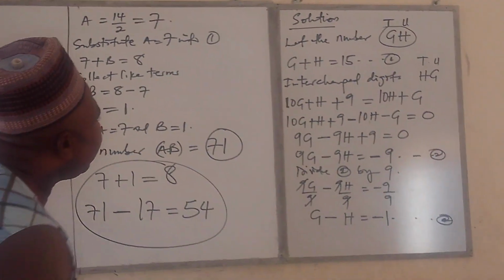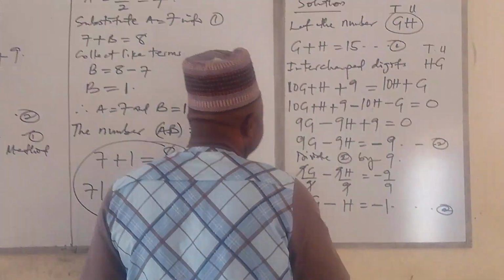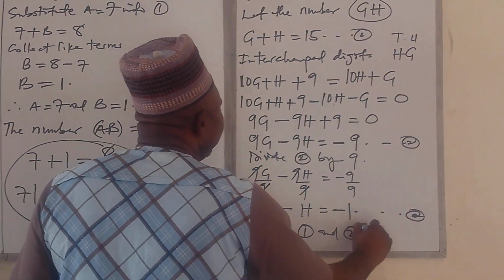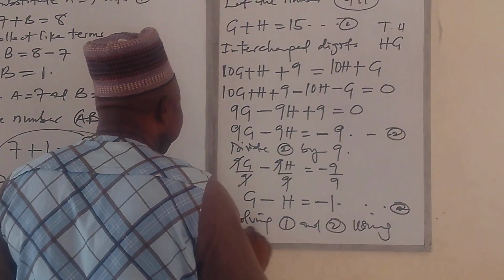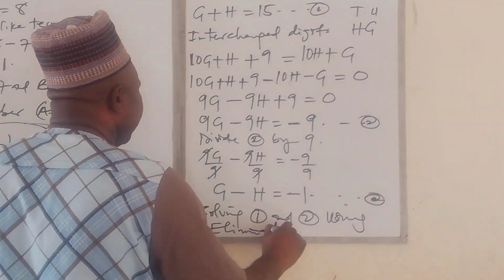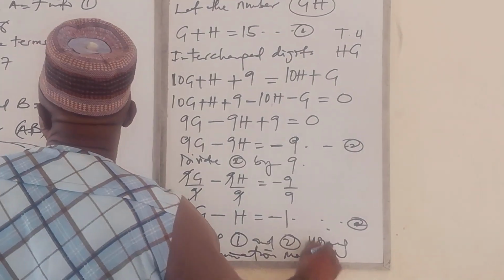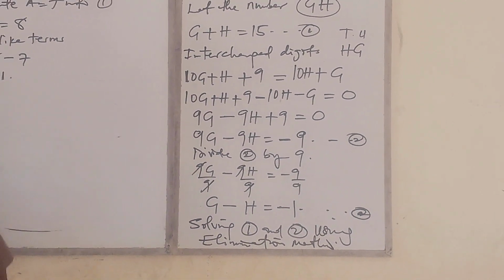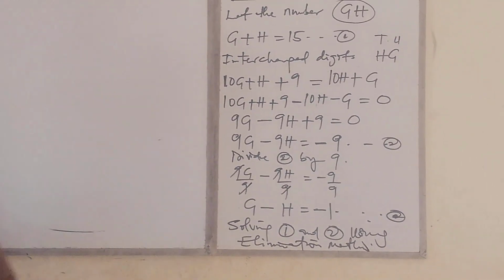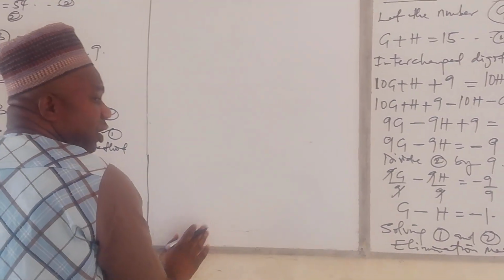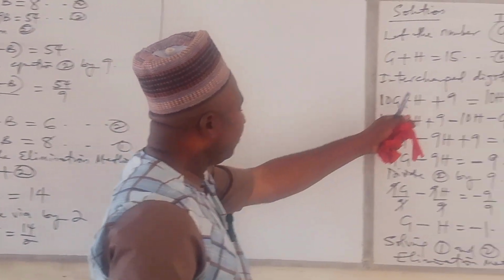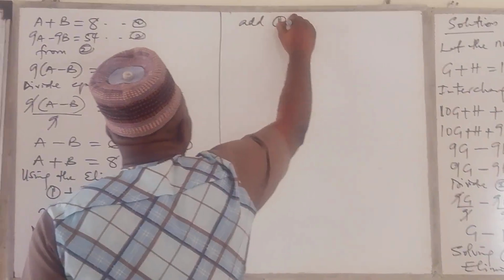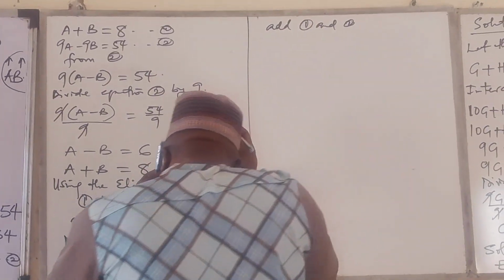Now we are solving equation 1 and equation 2 simultaneously. Let's use the elimination method. In using the elimination method, we have to eliminate any of the variables. If you look at this, what we have here is G plus H is equal to 15 and G minus H is minus 1. So I want us to add equation 1 and equation 2.